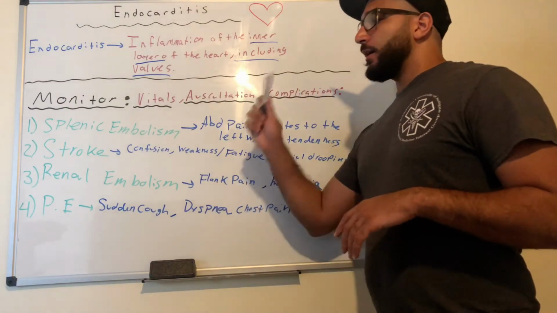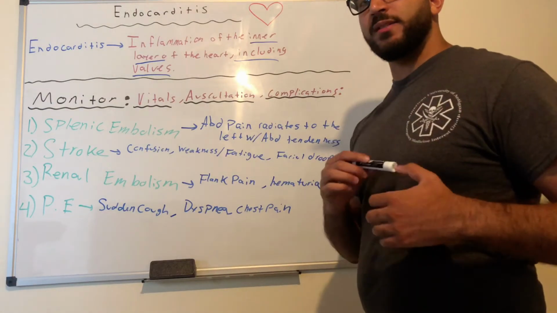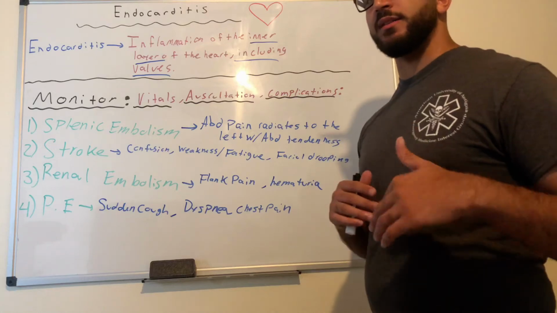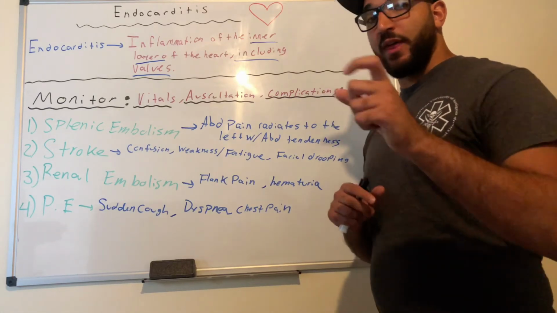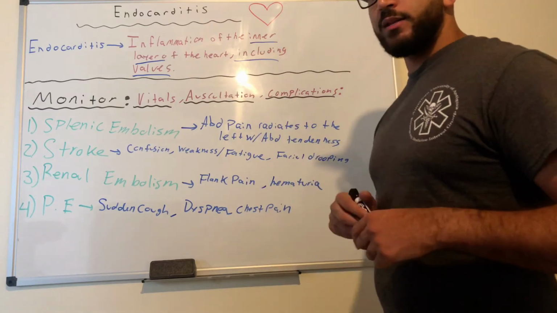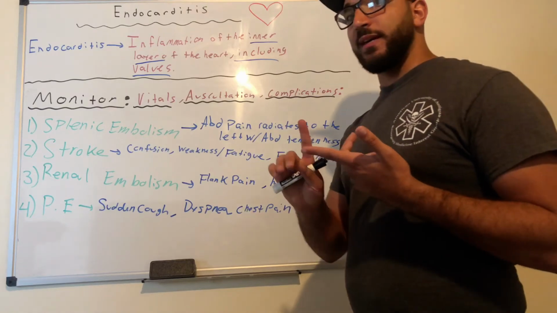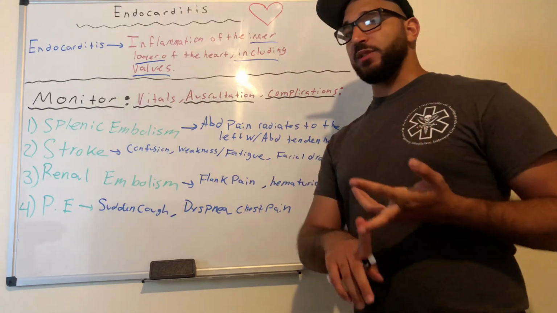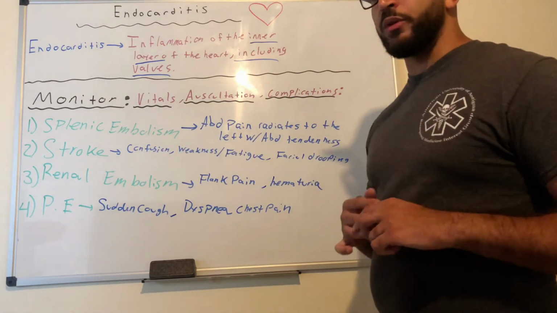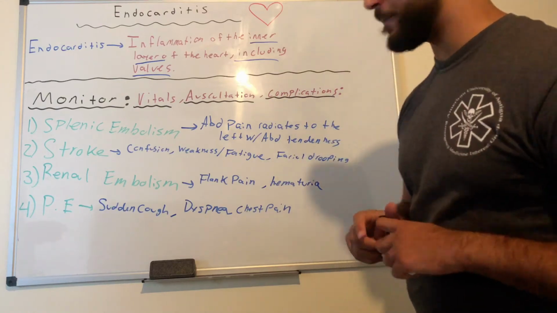Now, if a patient has a vegetation on the right side of the heart, it's important to monitor for pulmonary embolism, because that vegetation may break off, or that thrombus formation may break off, travel through the pulmonary artery and into the left lung. So we want to know if the patient has a sudden cough, difficulty breathing, also known as dyspnea, and sudden chest pain. We really want to monitor for a pulmonary embolism.